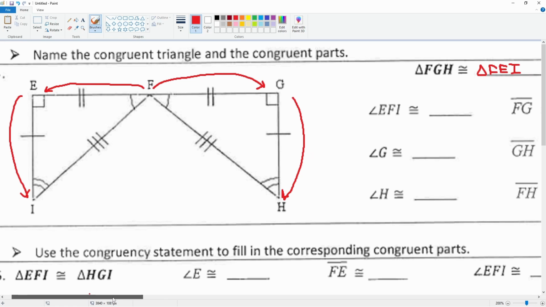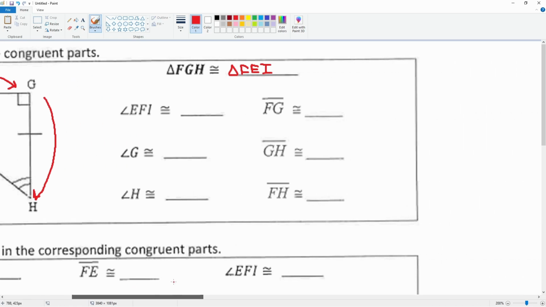All right, so we don't even need to look at the image now. We just need this congruency statement. So notice F is corresponding to the F, G is corresponding to the E, and H is corresponding to the I. Okay, so angle G is corresponding to angle E, angle H is corresponding to angle I, right?